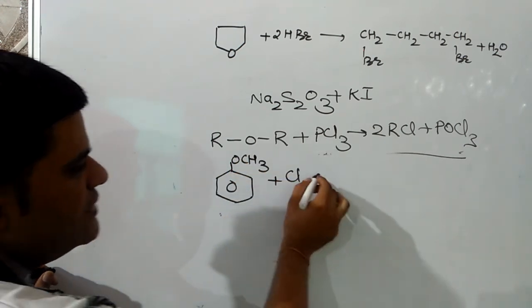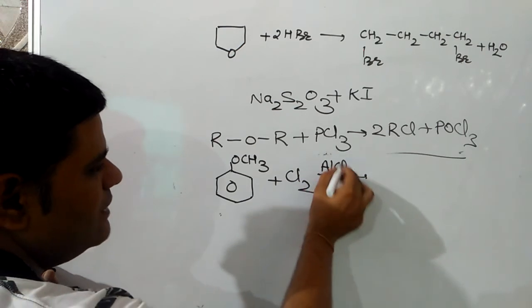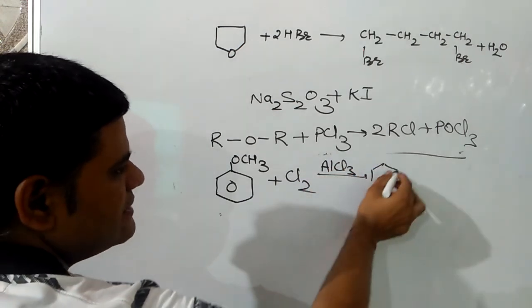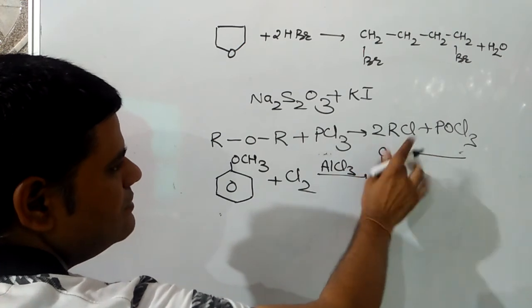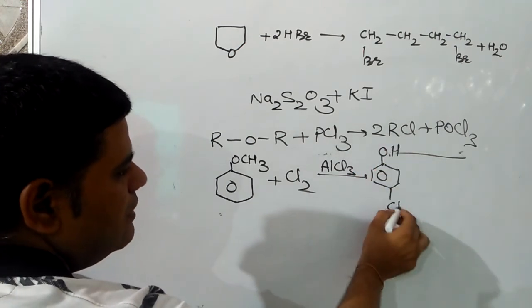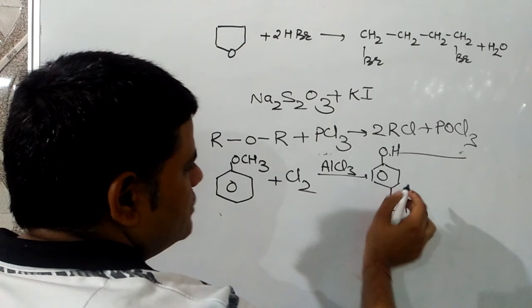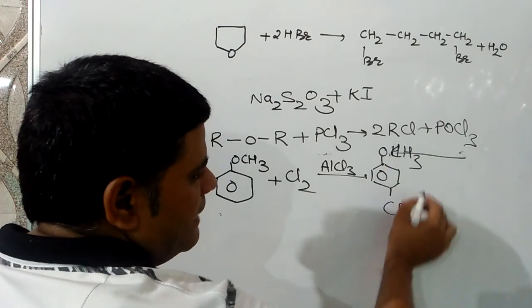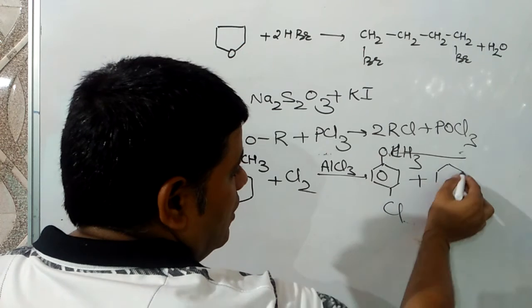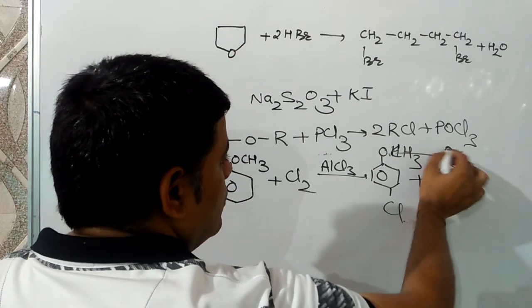The first one will be anisole, which can react with chlorine in presence of AlCl3. What is the product? In this case, the products formed will be para-chloroanisole or ortho-chloroanisole.